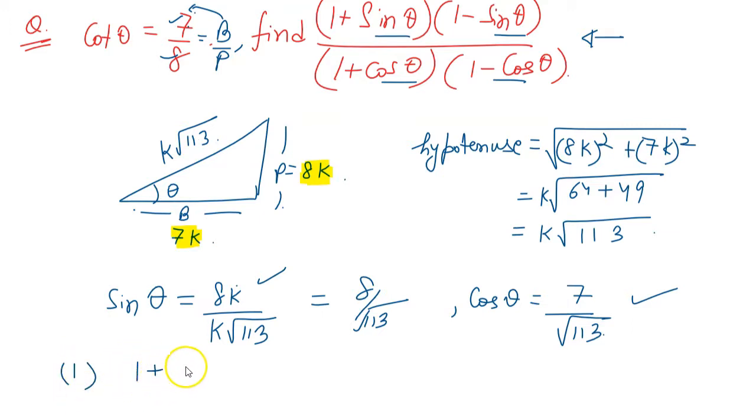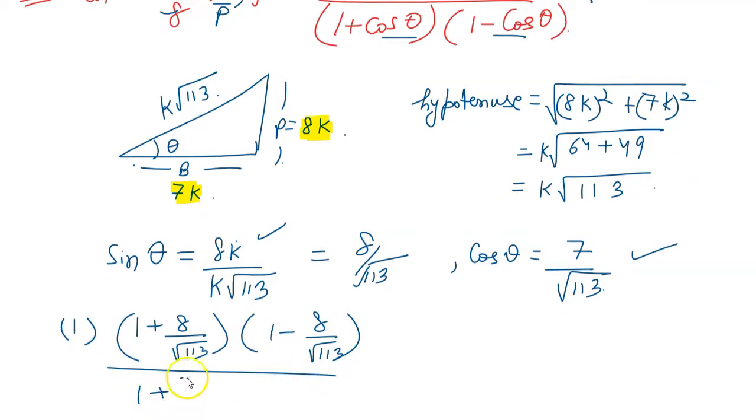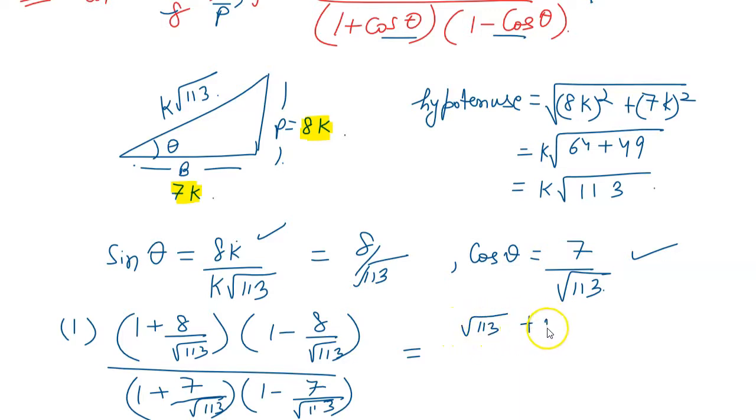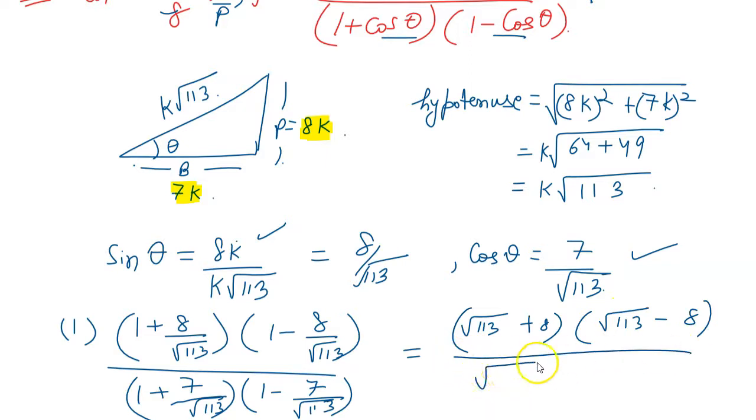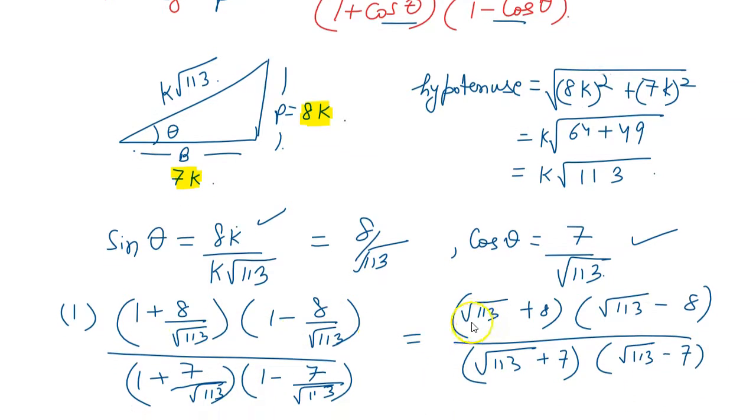So 1 plus sine theta, that is 8 by root 113 into 1 minus sine theta, and we divide it by 1 plus cos theta into 1 minus cos theta. So this comes out to be root 113 plus 8 into root 113 minus 8 divided by root 113 plus 7 into root 113 minus 7, right? Root 113 will cancel from both.